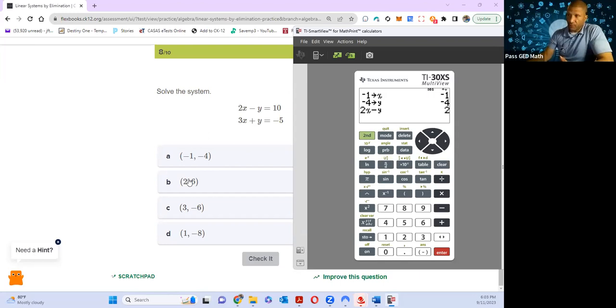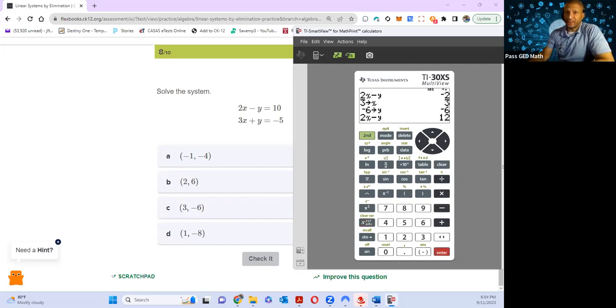So we go to B. x is 2, y is 6. Again, we start all over: 2 store x, 6 store y. Once you learn how to store variables, this becomes easy. 2x minus y, I should get 10. Did I get 10? No, so I know it's not B. Go to the second one. 3 store x, minus 6 store y. Plug into my first equation, 2x minus y.